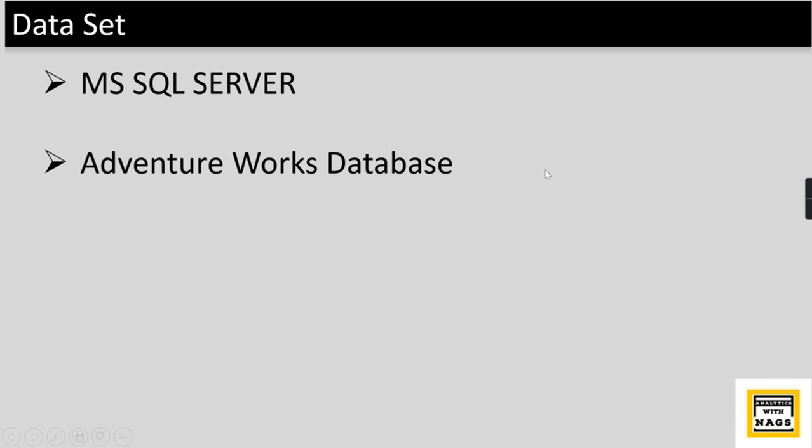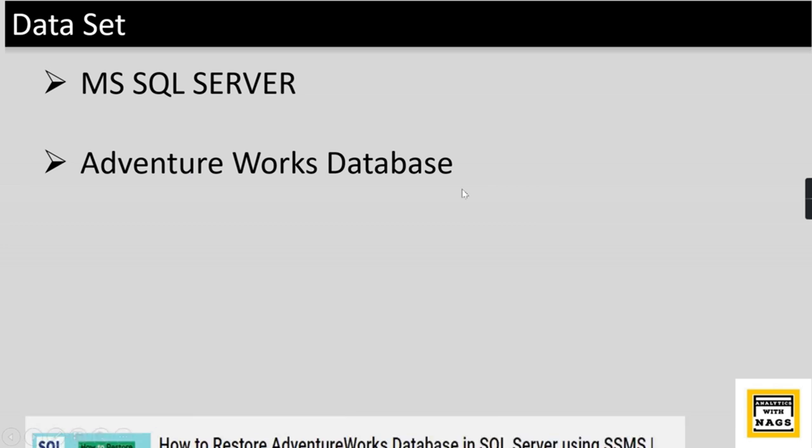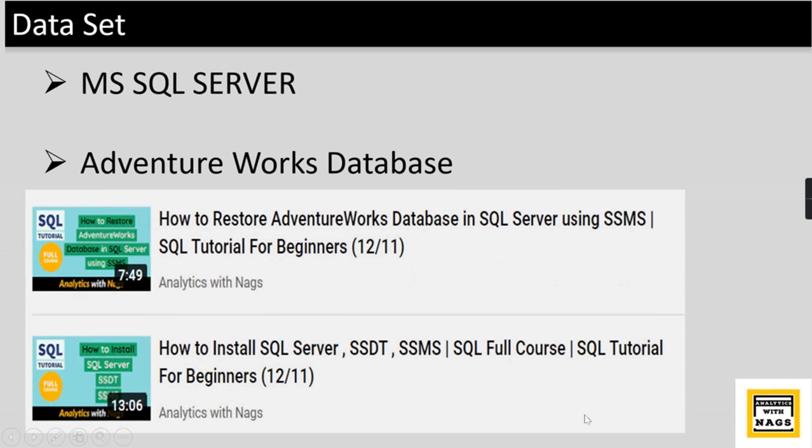And if you are asking me, I don't have any of this, how to do that, I already made a video on how to install SQL Server, right? So you can watch this video to understand how to install the DBMS. Once you install this, you follow this video on how to restore the AdventureWorks database. So these are the two prerequisites before you design your first paginated report.